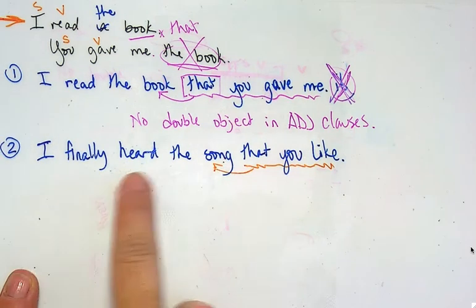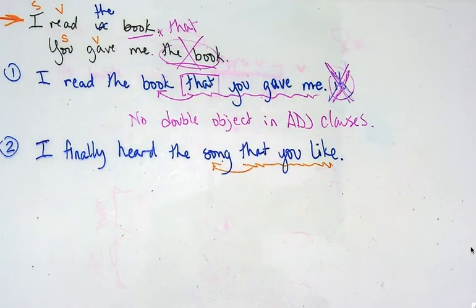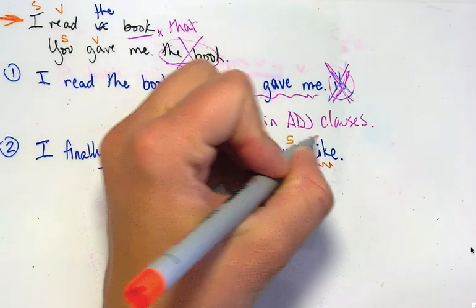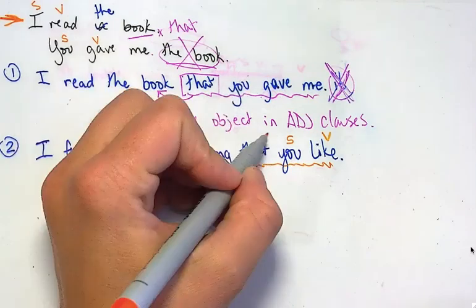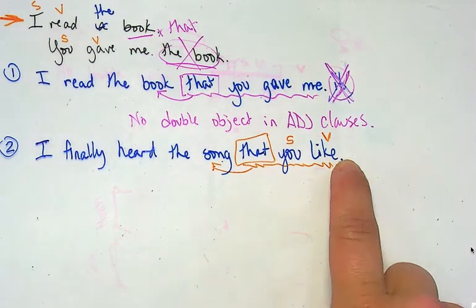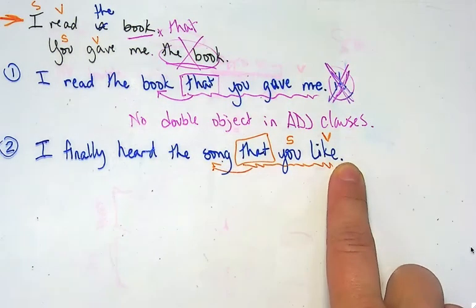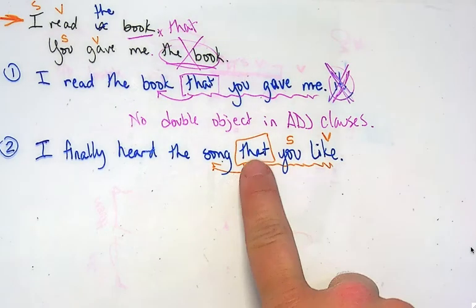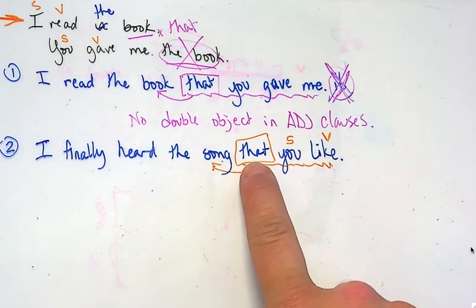Be careful. Here we have our subject. Here we have our verb. And so our keyword here is working as the object of the clause. It's the object inside of the clause. You like the song that you like. You cannot put an it here. You cannot put it or that or any other word at the end because we already have the word here at the beginning of our clause.